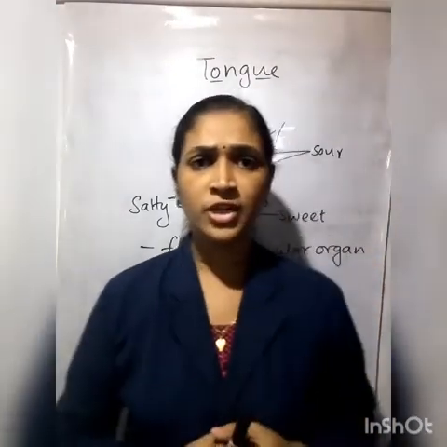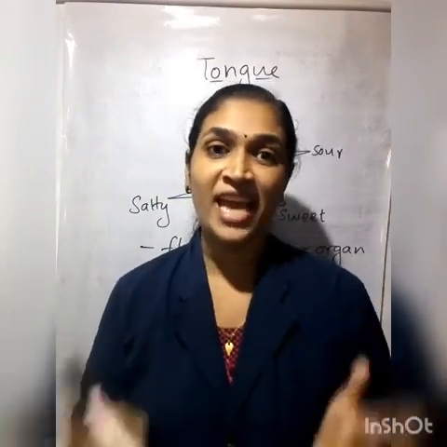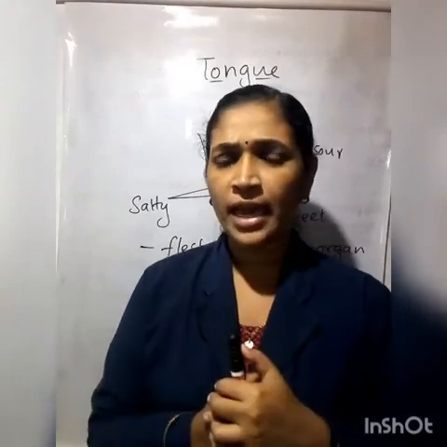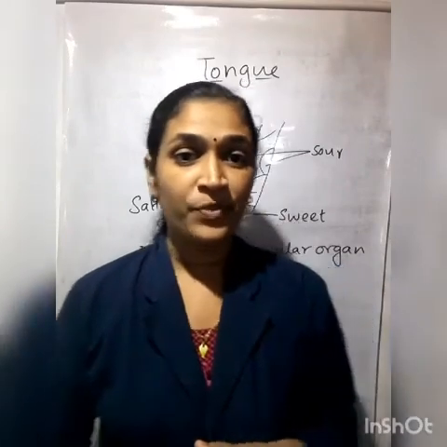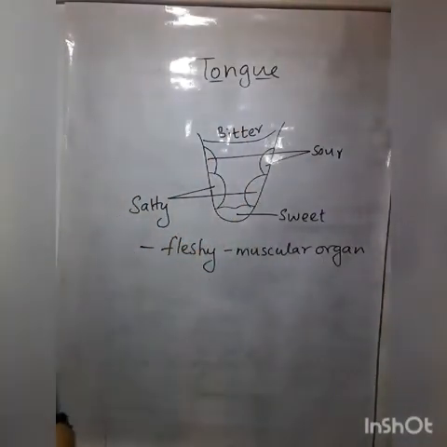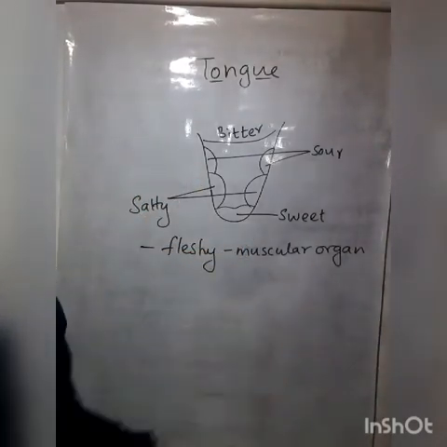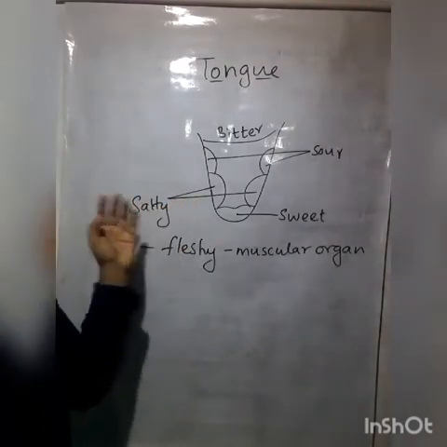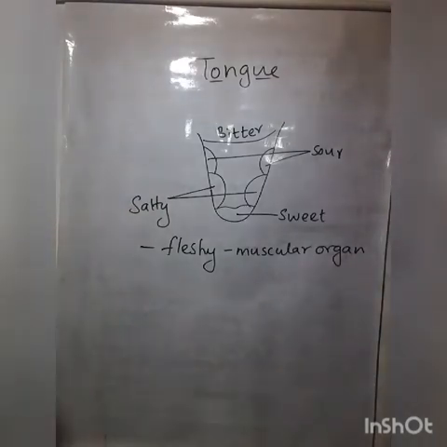And what is the third function? Can you say? Yes, tongue helps us to know different tastes. How can a single organ help us to know different types of taste? Do you know that? Let us see. This is the structure of our tongue. Tongue is a fleshy muscular organ placed at the back of the buccal cavity. It helps in mixing the food with saliva, and also helps in speaking. Then tongue helps to know different types of taste.